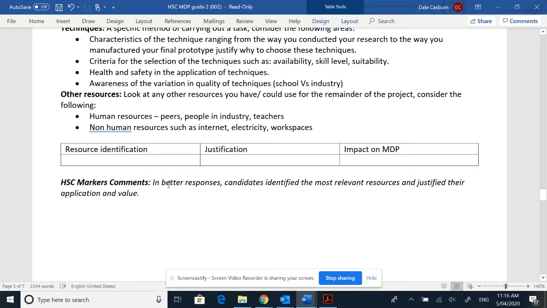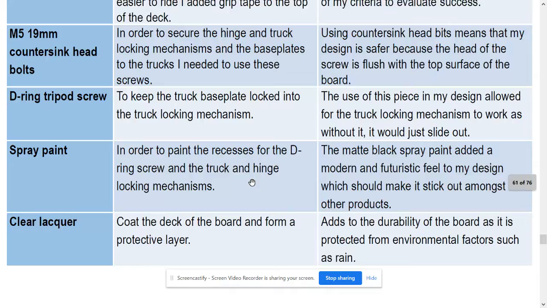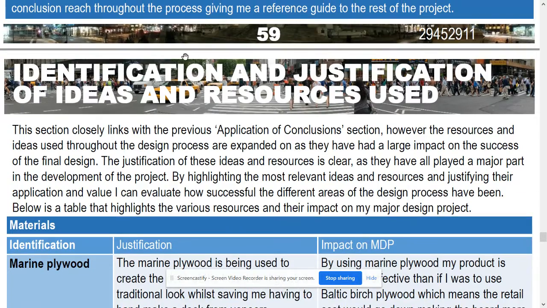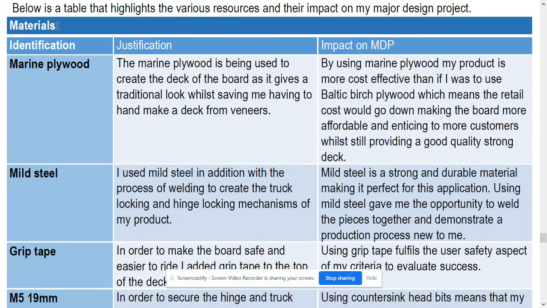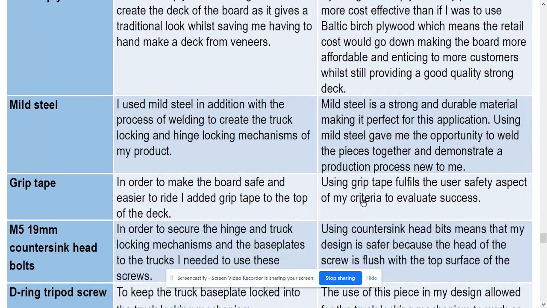HSC marker comments: in better responses, candidates identified the most relevant resources and justified their application and value. So, quick look at a sample here. Identification and justification of ideas and resources. This is why it's important. Like, seriously, it does. It closely links to the application of conclusion section. It closely links to the other parts of the folio. I can read that and go, yeah, he kind of gets what it's doing. Materials: it's listed as materials, justification for using them, how it impacted his MDP. Too easy.